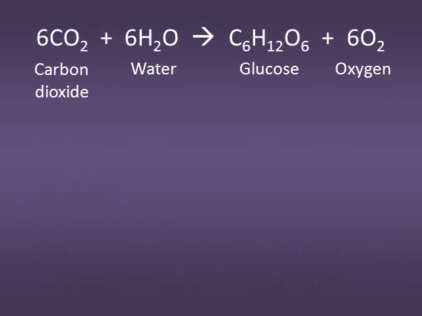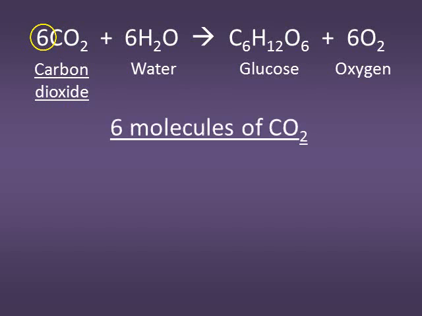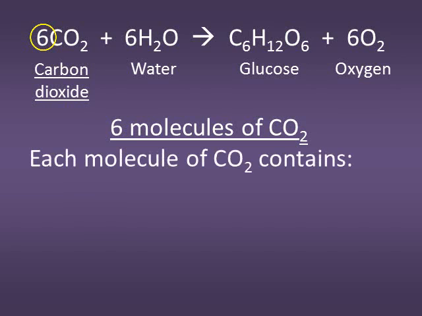Now the numbers to the left of 3 of these molecules in the reaction indicate the number of molecules formed. So taking a look at carbon dioxide, we see that there are 6 molecules of carbon dioxide on the reactant side of the equation. Now we want to eventually balance this reaction, or make sure that it's balanced, in other words, meaning that there are the same number and type of atoms on both sides of the arrow.